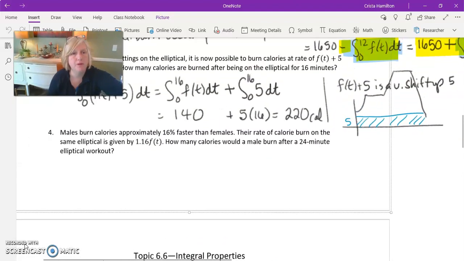Okay, so then we have 2 more properties to do. So let's come back into this question number 4 here and take a look at that.